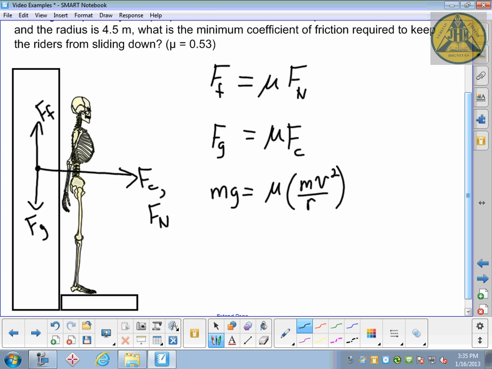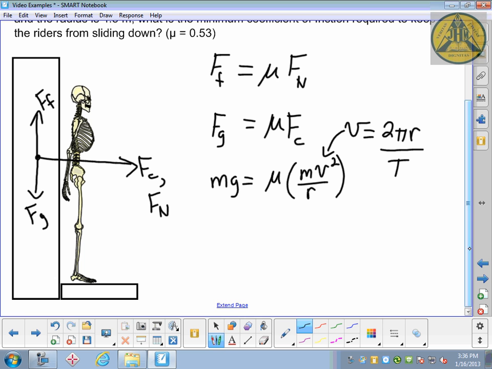There's no information given about velocity, but take a look at your equation sheet in your handbook. Velocity is 2 pi r divided by t. 2 pi times the radius gives you the circumference, and t is the time it takes to go around the circumference, and that information we're given. So we can calculate the velocity pretty easily. And that's all the information you need to solve this problem.